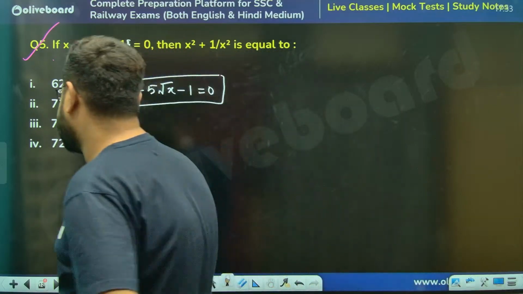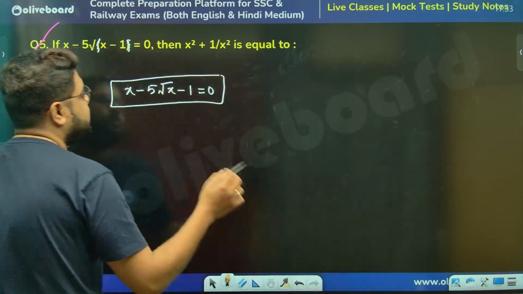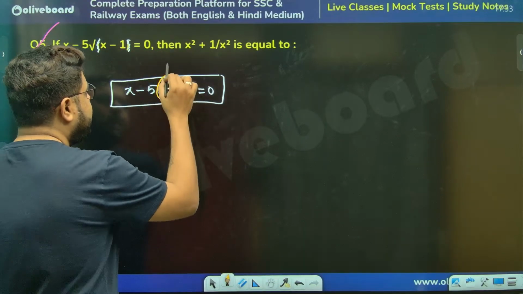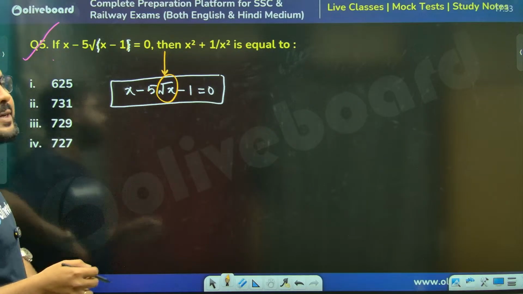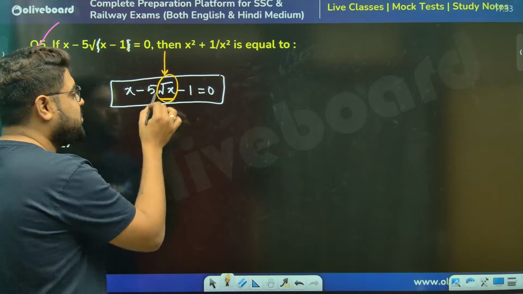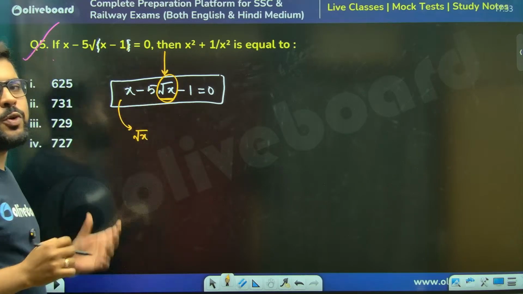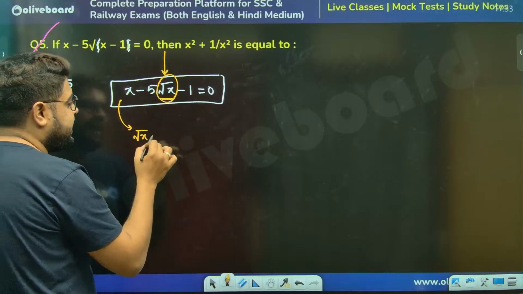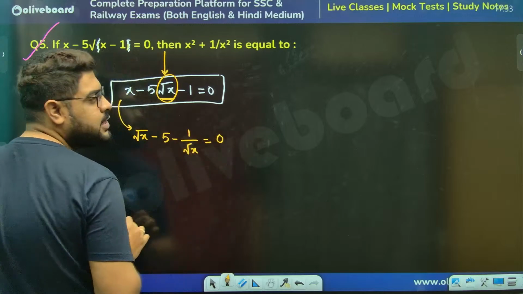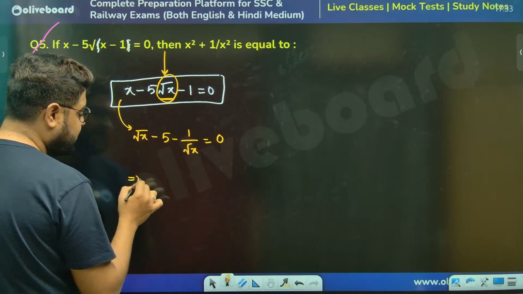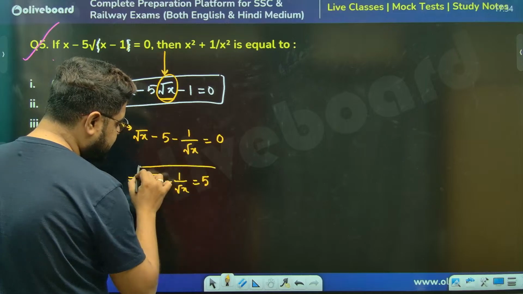It's correct. Always in these types of questions, for those who have learned from me, this is where you need to bring. This is what you need to divide by, the middle value always. So divided by root x, it becomes root x. x divided by root x is root x. Root x cancels, this is 5. And this is 1 divided by root x, that is equal to 0. 0 by anything is 0 only. So root x minus 1 by root x is equal to 5.